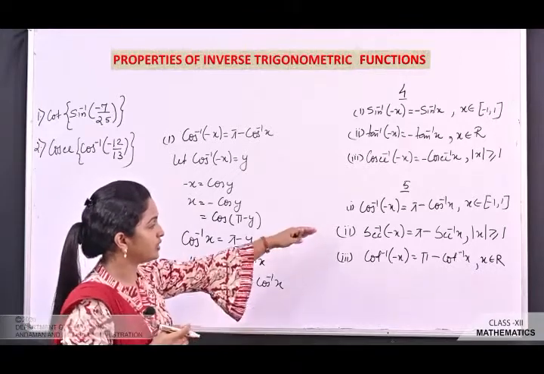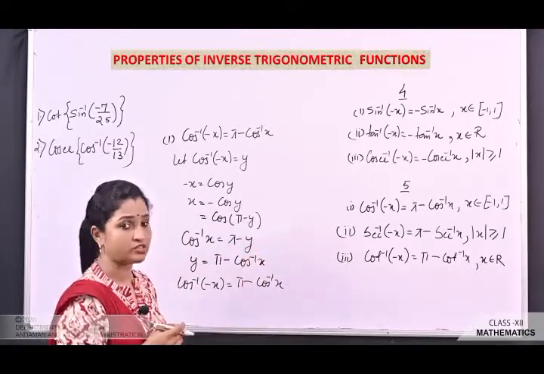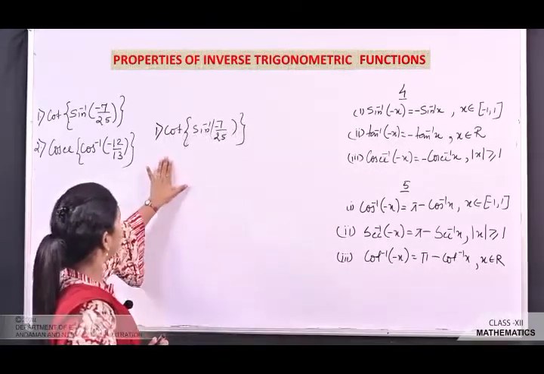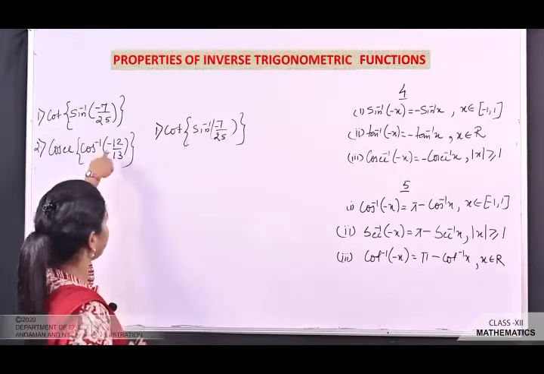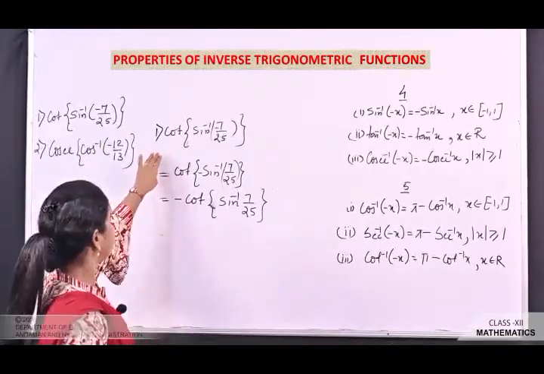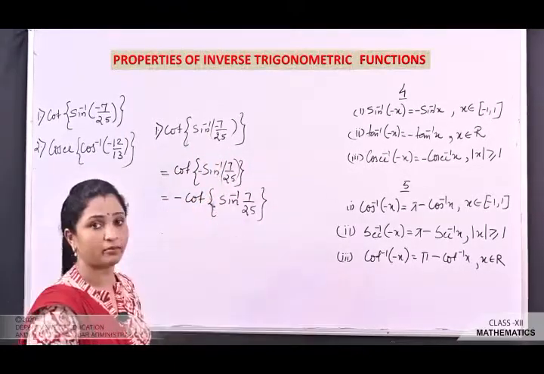Similarly, you can prove the second and the third. Okay, now let's see some questions which are based on these two properties. Let's solve the first two questions, which are based on property 4 and 5. Now let's see the question cot of sine inverse minus 7 by 25, which is fully based on property number 4.